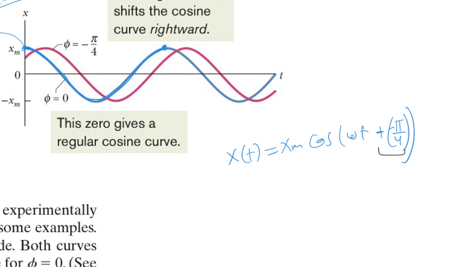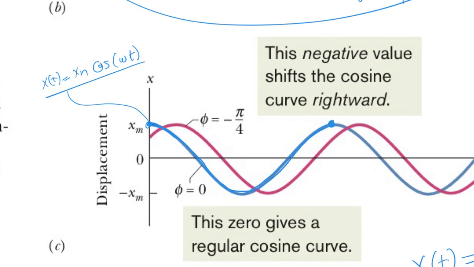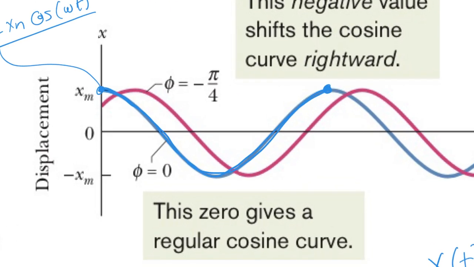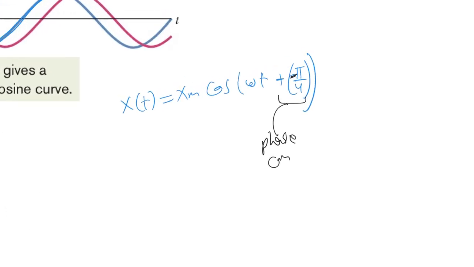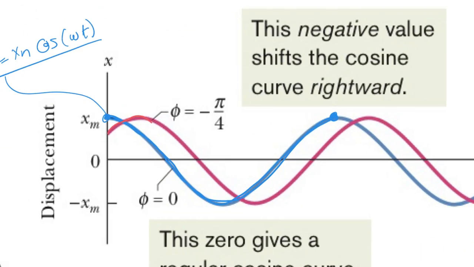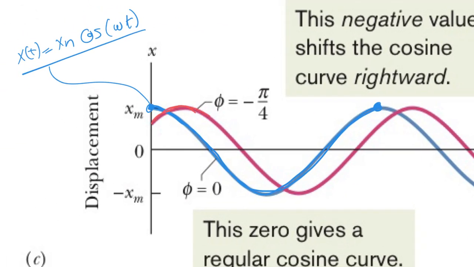Here, this term is the phase constant, and when the phase constant appears in the cosine function and is negative, this will shift the cosine curve rightward, or to the right. You can see here, this is the pink one, because in its argument is minus pi over 4. This will make it shift.